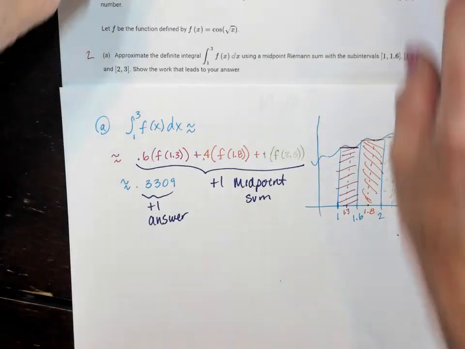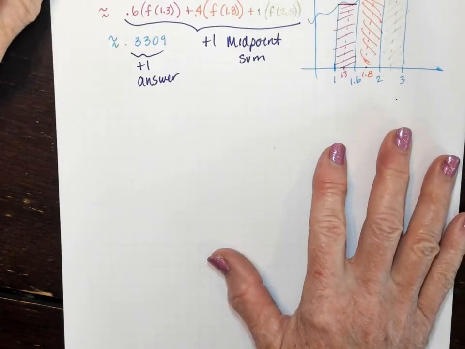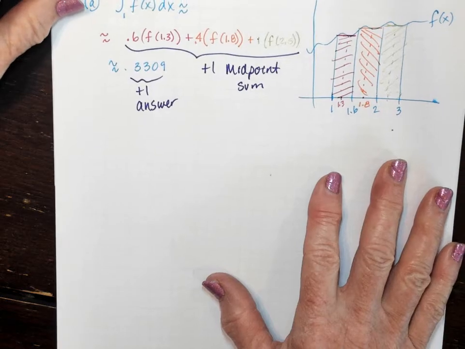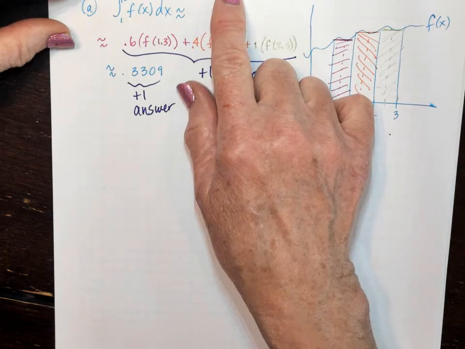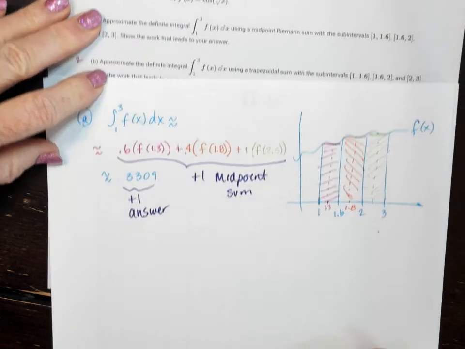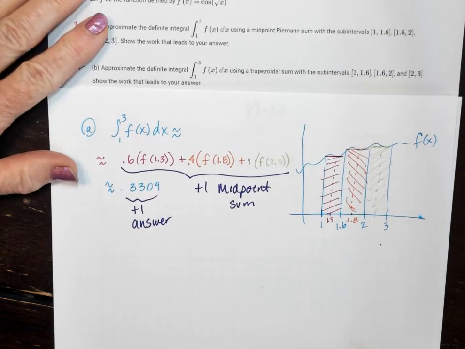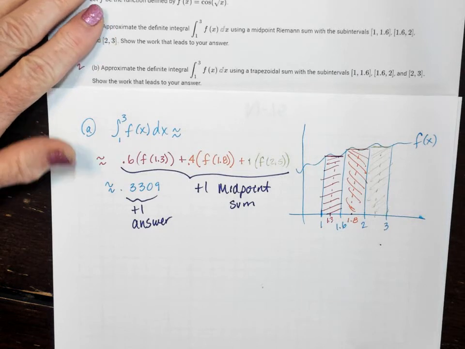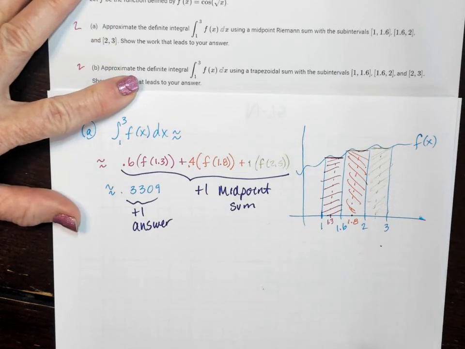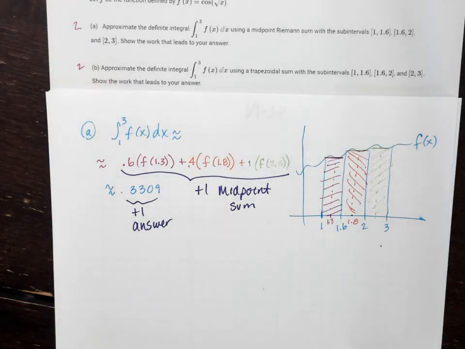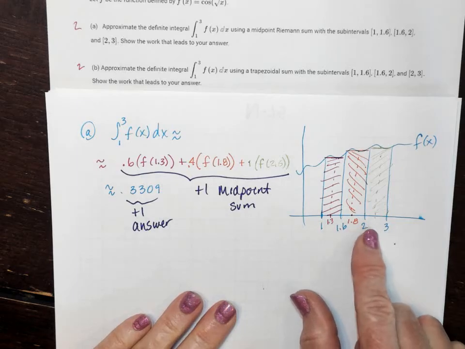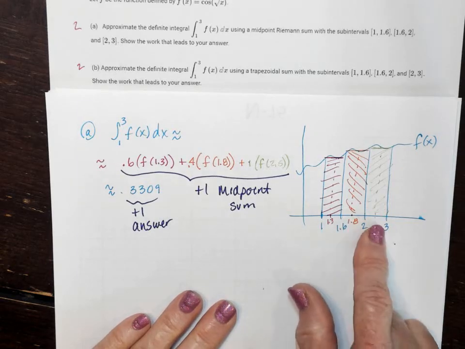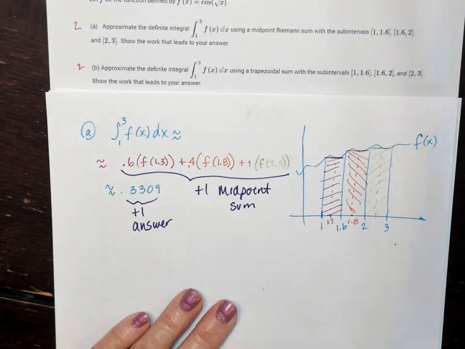All right? Part B says, approximate that integral using a trapezoid sum with those intervals. Show the work that leads to your answer. Oops, sorry, I had it on the screen. All right, so we're doing the same thing, kind of, only this time we're not doing midpoint sum, we're doing trapezoid sum. And you cannot use the straight up trapezoid rule because the intervals are not evenly spaced. So you're going to have to do a trapezoid individually here. That was 2.5, the last one.